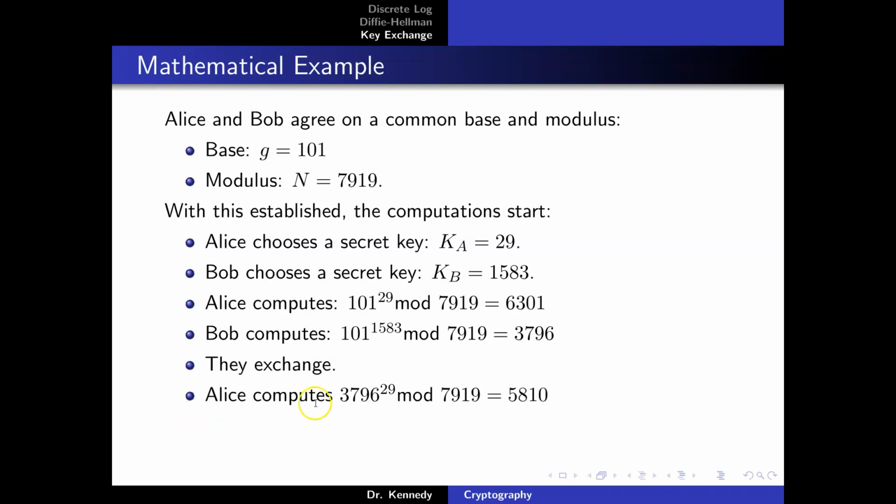So now Alice has 3796. She raises that to her secret key, and she gets 5810. Bob's going to do the same thing. He's going to take 6301 and he's going to raise it to the 1583. So what he got from Alice, he raises to his secret key, he reduces it mod, and he gets the same thing. He gets 5810. They are now both in possession of the same common number.